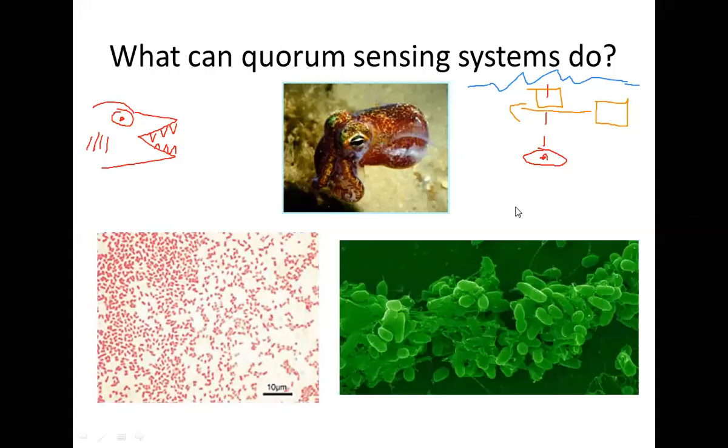You also can see this in things such as Pseudomonas aeruginosa, another opportunistically pathogenic bacterium, where the production of something known as a biofilm can be controlled by these quorum sensing circuits.